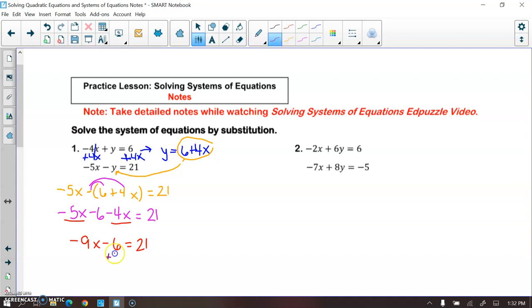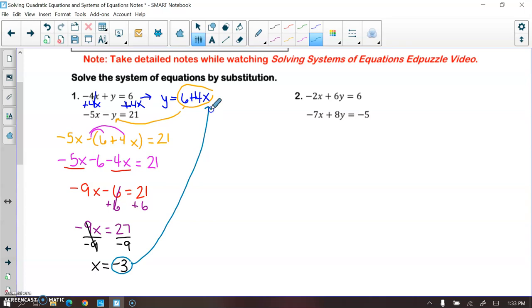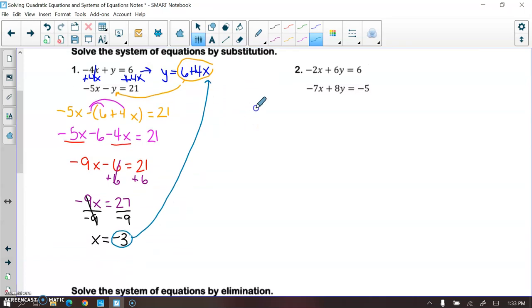I'm now going to add that 6 over. So I get -9x is equal to 27. And then dividing by -9 on both sides, I get x is -3. Now I don't just find x, I need to find y as well. So I take this -3 and put it in for x in the equation that I isolated y in, because that's the easiest one to do.